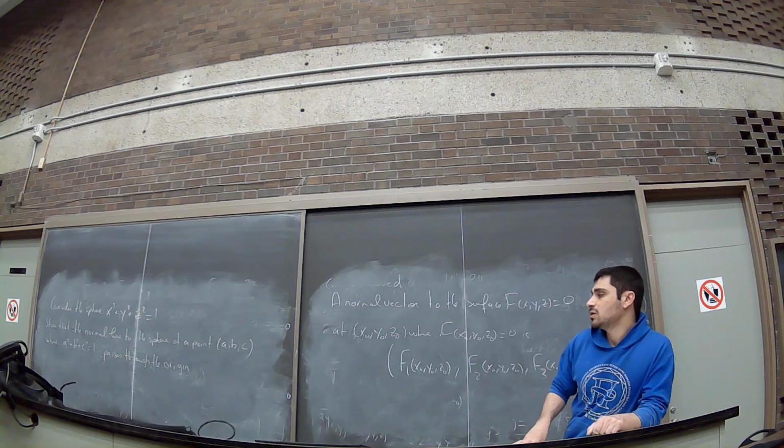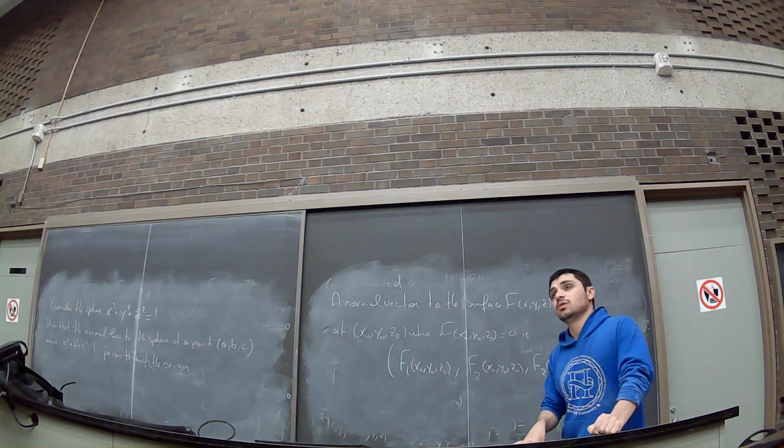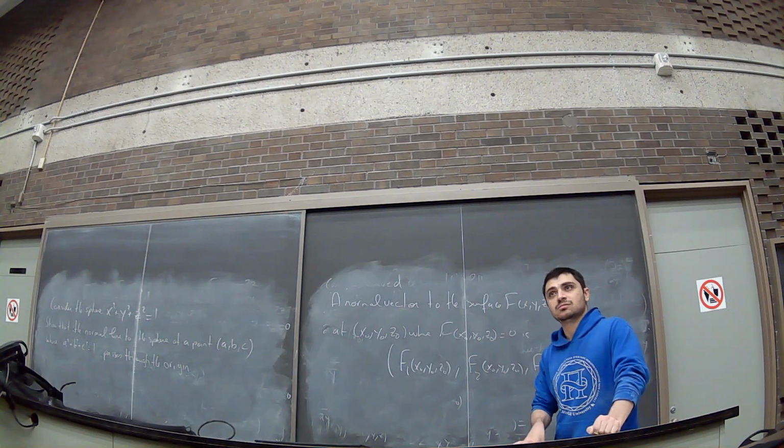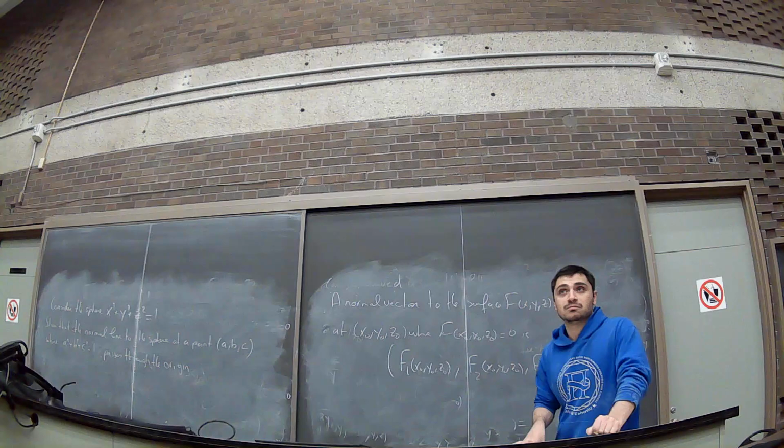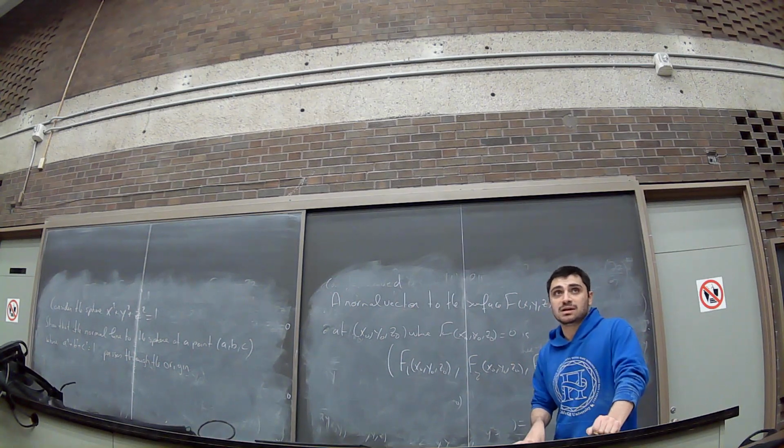Okay. Show that the normal line to the sphere at the point (a, b, c), where a squared plus b squared plus c squared equals 1, passes through the origin. Again, I told you on the final you may have a question like that, something like that.